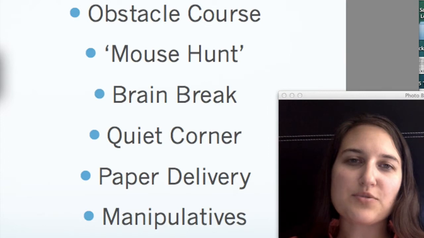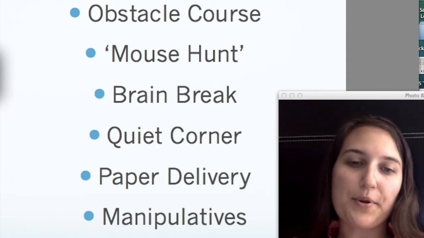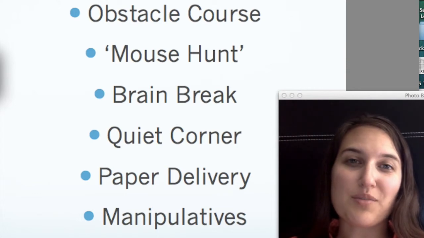Paper delivery is really good as well. When students cannot stay still and they need that heavy movement break, we have them deliver paper to the other classrooms where they're just carrying bundles of paper. Manipulatives, they're still learning, they're still using the manipulatives. It gives them something to do with their hands. They really enjoy doing it.